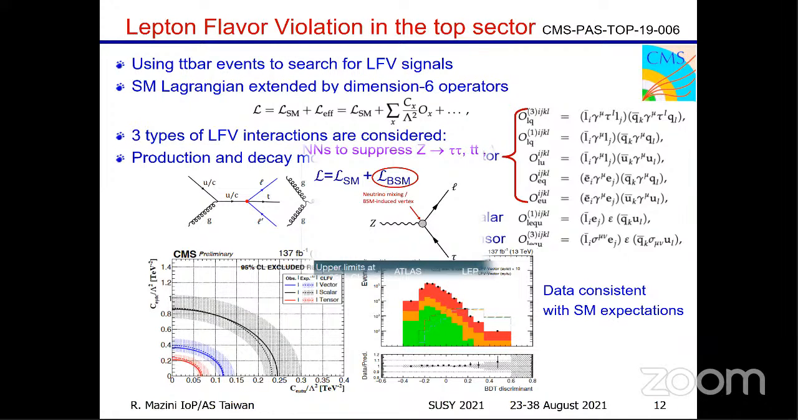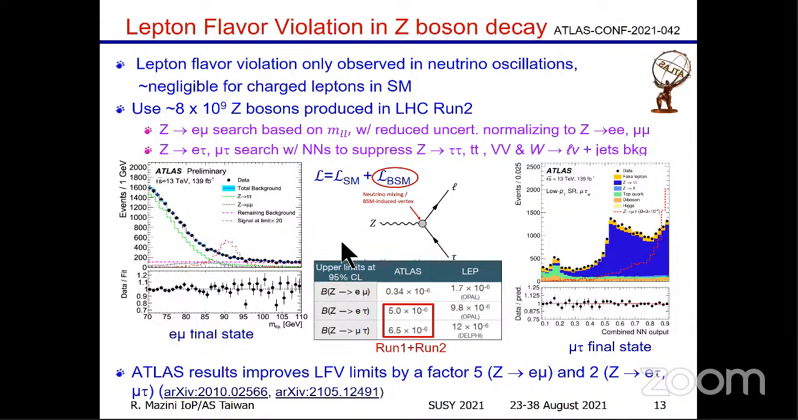There is also lepton flavor violation in Z boson decay. This is work done by ATLAS. As we all know, lepton flavor violation is only observed in neutrinos, but it is negligible in charged leptons in the standard model. The LHC has produced a huge amount of Z bosons, and they can be used to look for Z decays into different flavor leptons. In this case, ATLAS looked for Z decay into an electron and muon, or an electron and tau, and looked for an excess with respect to the background estimation from the standard model processes.